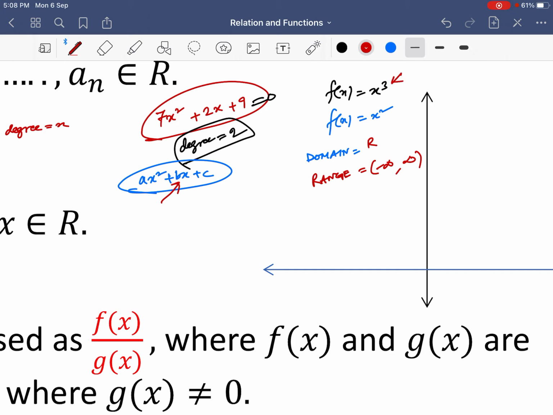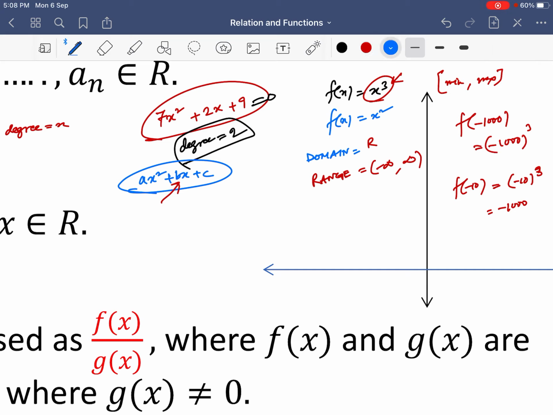Suppose you have x cube. If I have to find the range, the range is minimum comma maximum. So if I have f of minus 1000, that is minus 1000 whole cube, which is very small. Let me take a smaller example. f of minus 10 is minus 10 whole cube, and for a cube the minus sign remains, so we have minus 1000. Whatever you put in here, the output you get is the cube of that.